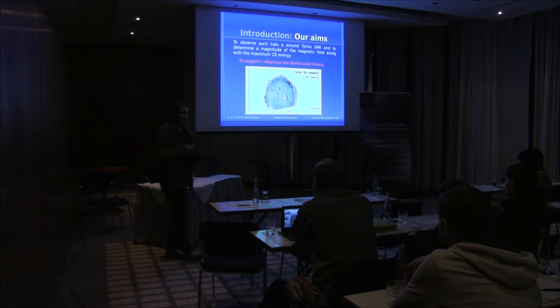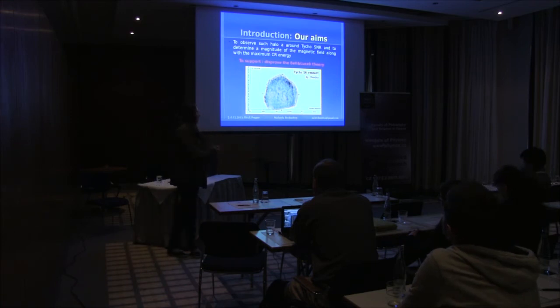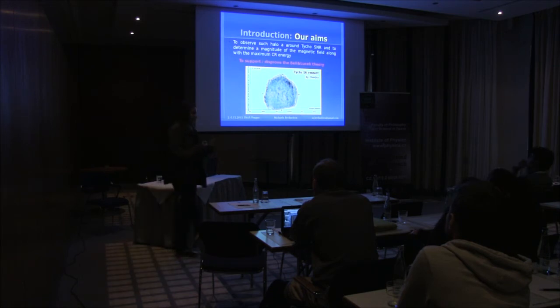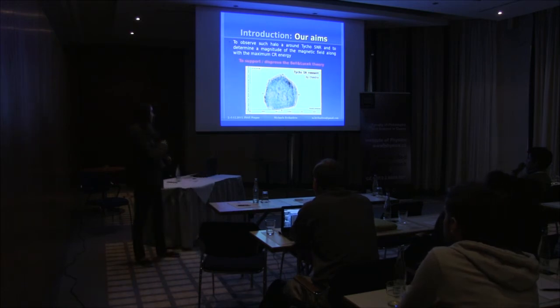So this was our main aim, to observe such a cyclotron halo around Tycho supernova remnant, to measure its thickness, and hence to estimate the value of the magnetic field there, and hence either to support or to disprove the theory Bell and Lucek have suggested.